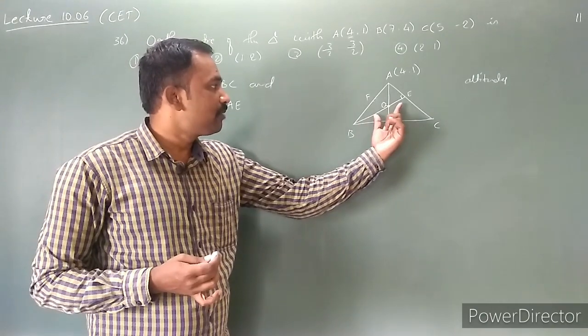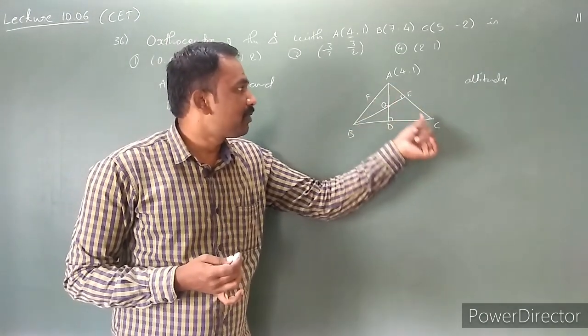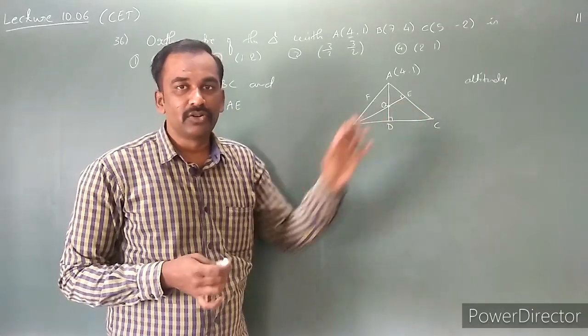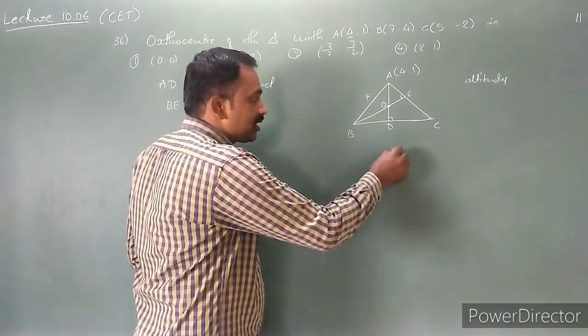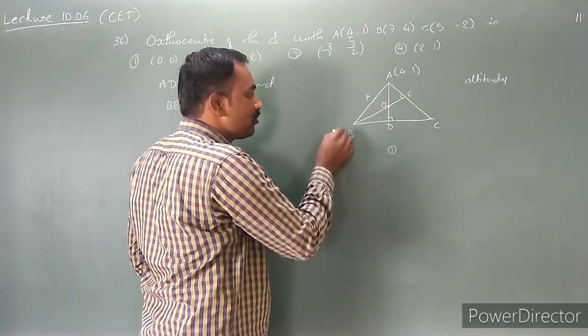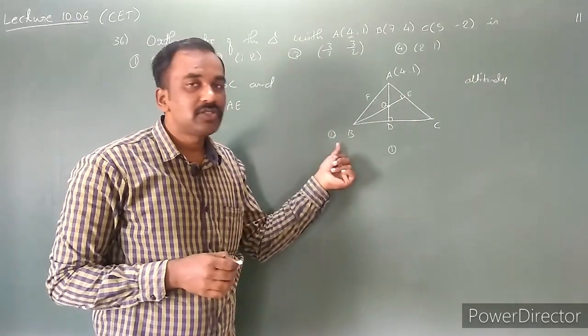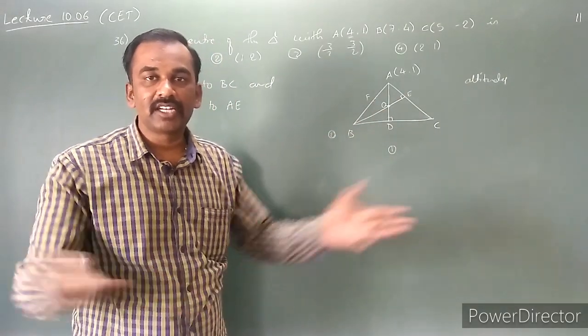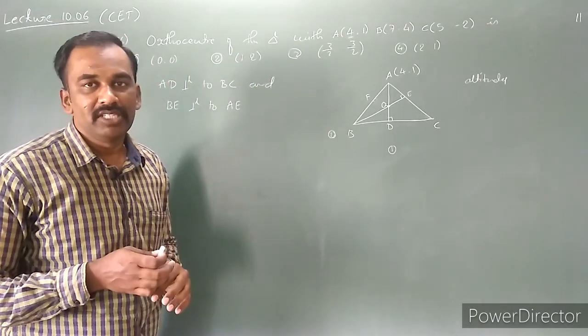Is it possible to find the BE equation? Yes. For point B, we know that BE is perpendicular to AC, so we get the slope, and with one point we get the equation. The AD equation we already know, call it equation number 1. The BE equation, call it equation number 2. Both are line equations. Solving these two, we get the point of intersection, which is nothing but the orthocenter of the triangle.